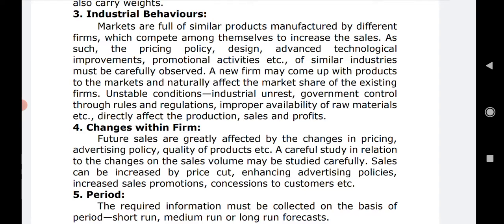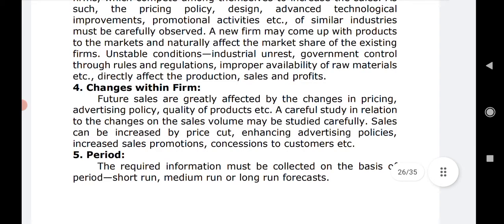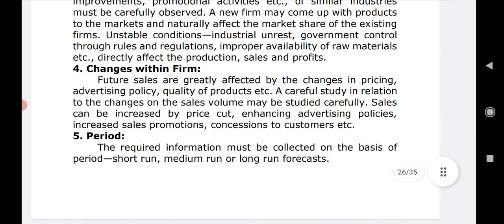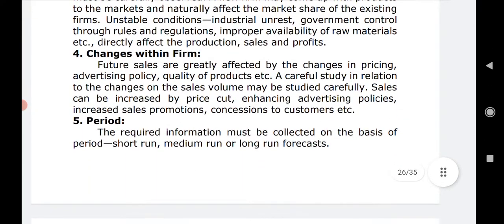So unstable conditions, industrial unrest, maybe different types of government control through different rules and regulations, even the improper availability of raw materials, maybe so many factors which may affect the industrial behavior, and that should be studied before taking up the sales forecasting.